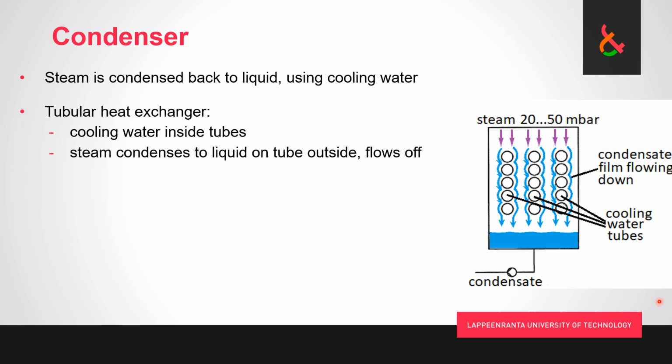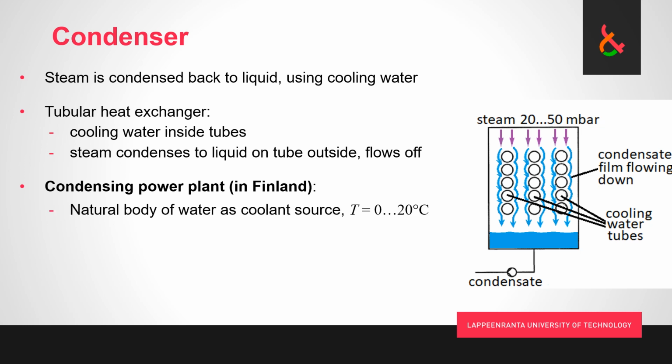and then pumped forwards as condensate. And in Finland, in condensing power plants, we basically always use some natural body of water as a coolant source. The only exceptions are perhaps some pulp mill sites where there might be a clean cooling water supply at the mill, then you could use that. But other than that, always a natural body of water, almost never, well, not almost, but never a cooling tower.